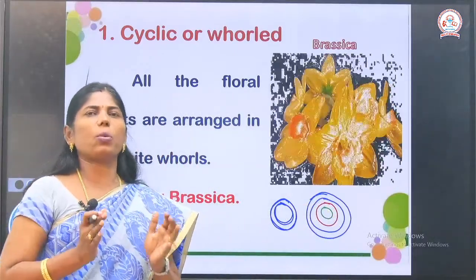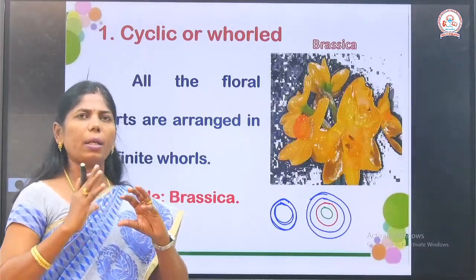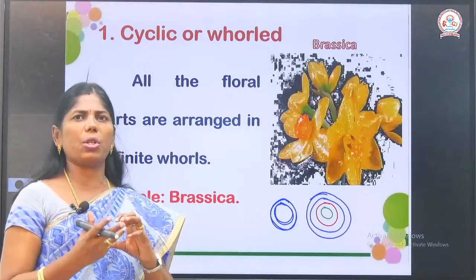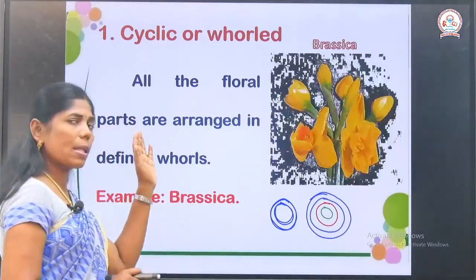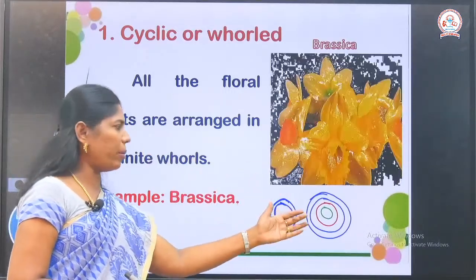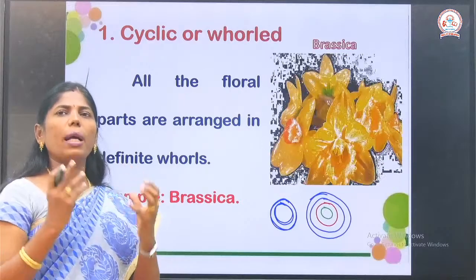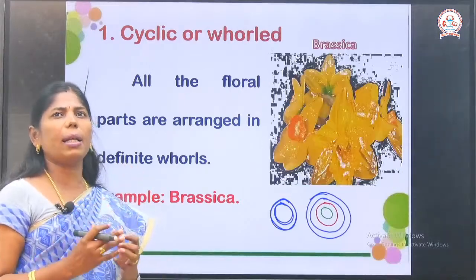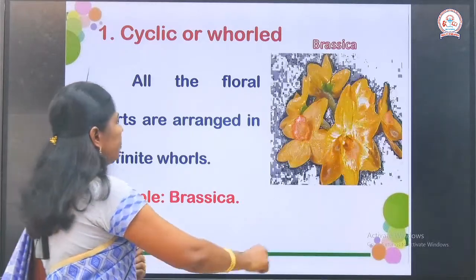Each separate whorl is called a cyclic whorl. The first whorl is the calyx, the second whorl the corolla, the third the androecium, then the gynoecium, arranged in a cyclic whorl. But based on the accessory whorl only, we have to separate it. Looking at calyx and corolla alone, the calyx is one whorl and the corolla is another whorl. That is cyclic or whorled condition.